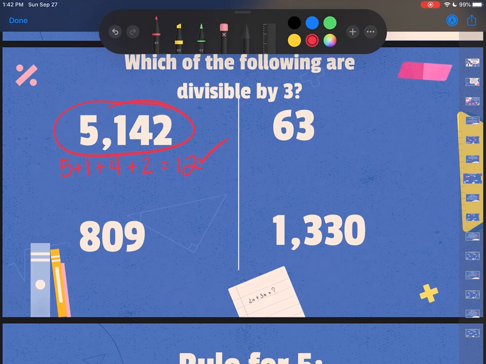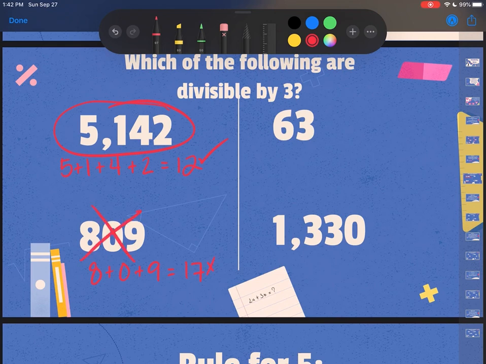Let's try 809. I'm going to add 8 plus 0 plus 9. Well, 8 plus 0 is 8, plus 9 is 17. So skip count by 3. Those are my multiples: 3, 6, 9, 12, 15, 18. 17 isn't in there.